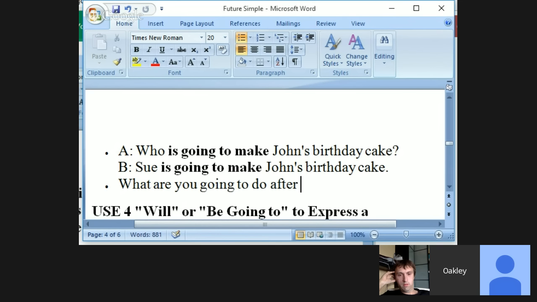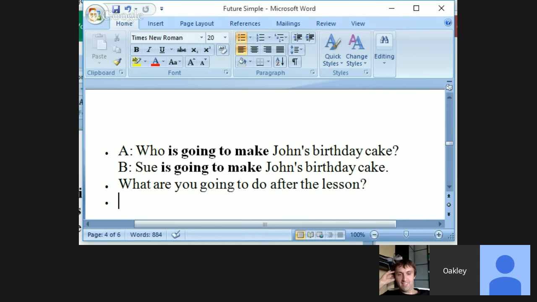After the lesson, because we're here in the lesson and we know which lesson it is, it's defined, so we have to use the definite article. What are you going to do after the lesson? I'm going to teach another lesson. That's what I'm going to do. Okay. A private lesson.